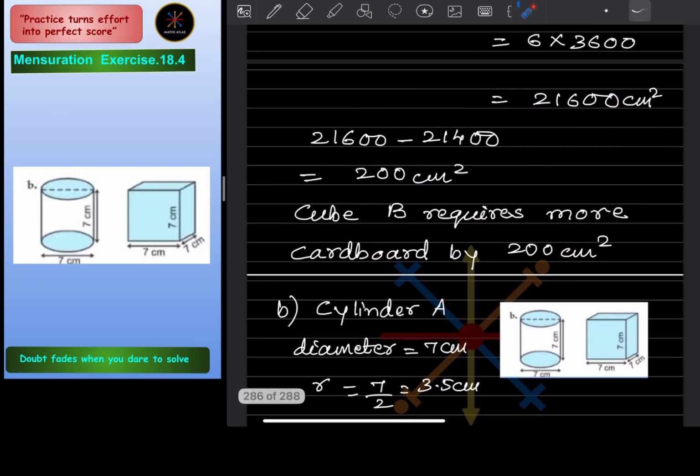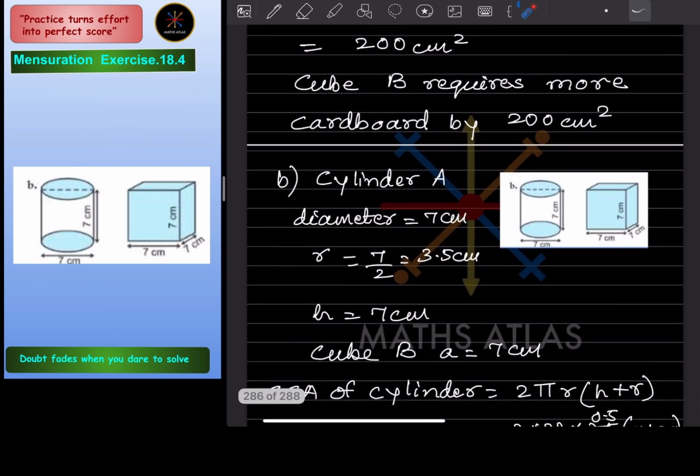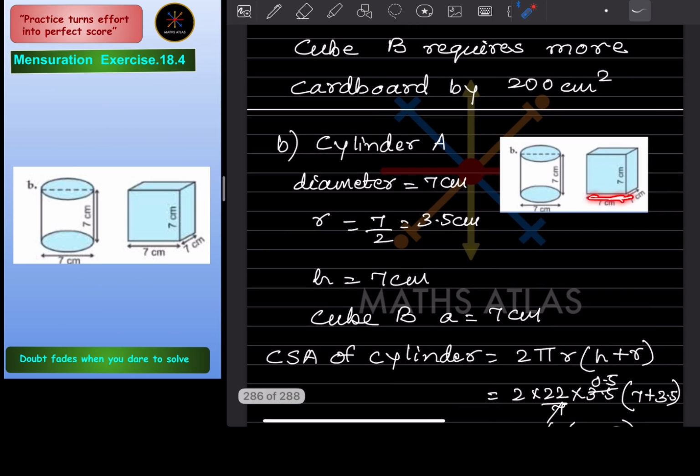Now let us see the next one. I have already pasted it over here. We will consider this cylinder A, and this we can consider as cube B, because this is a cube since all the dimensions are the same. For cylinder A, this is given as 7, which means this is the diameter, so radius will be half of it, which is going to be 3.5 centimeter, and this is the height of it. And the cube B, we can consider this a as 7.